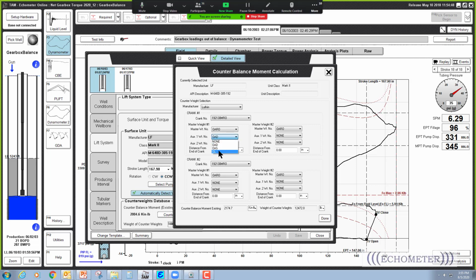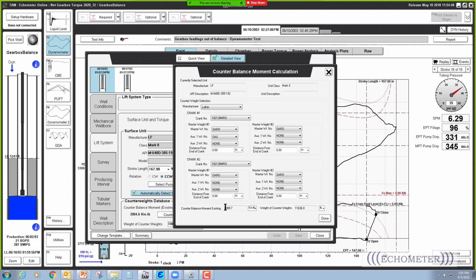If we add an OAS weight, it's about 85,000 more inch-pounds. So we can add 4 OAS weights, or we can add 2 OAD weights. If we had 2 OAD weights, we'd have one on master weight number 1 on the other crank. But we decided to add four OAS weights instead, and that would be symmetric.